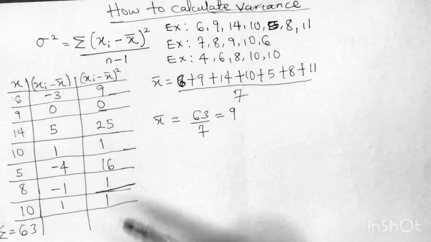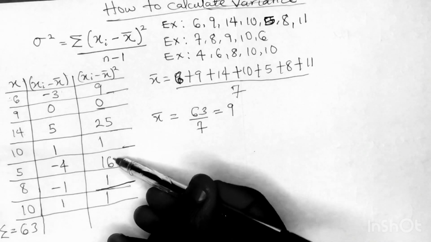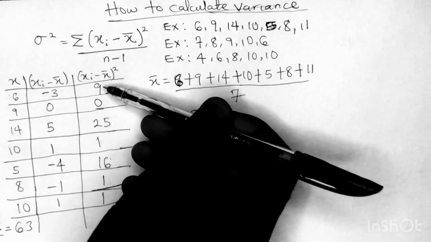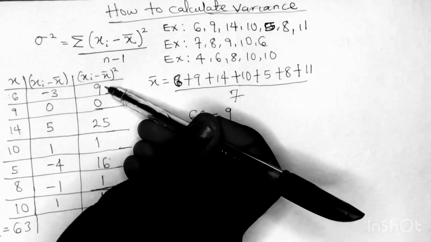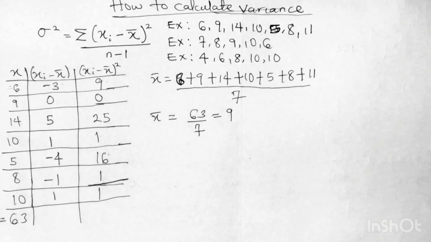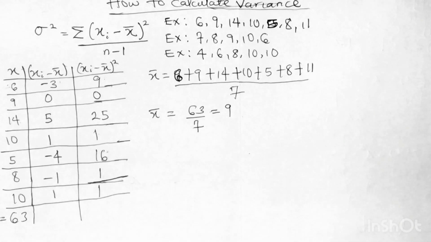So let's add up. 1 plus 1, 2. 2 plus 16, 18. 18 plus 1, 19. 19 plus 9 will give us 28. 28 plus 25 will give us 58.